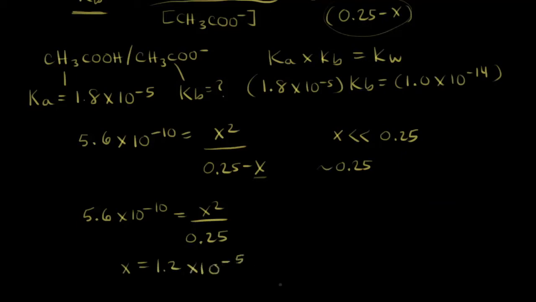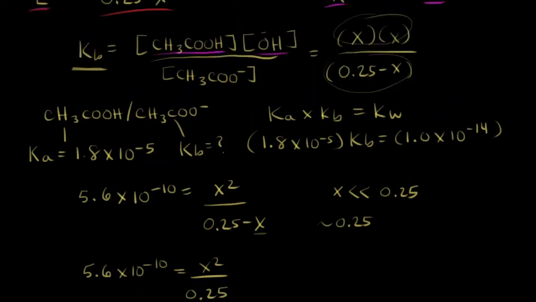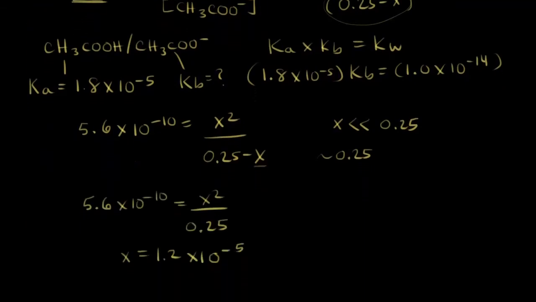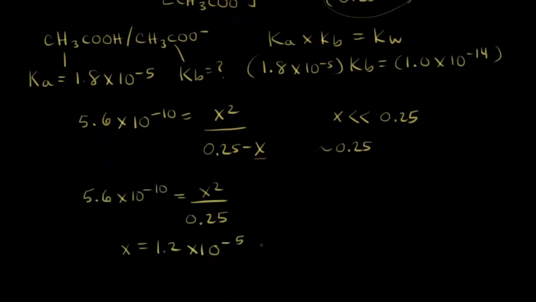All right, what did x represent? We have all these calculations written here, and we might have forgotten what x represents. X represents the concentration of hydroxide ions. So x is equal to the concentration of hydroxide ions. So let's go ahead and write that down. X is equal to, so this is molarity, the concentration of hydroxide ions.